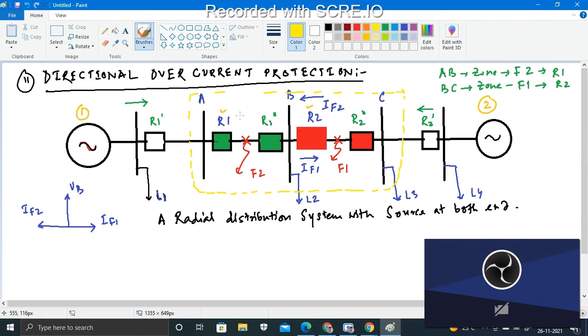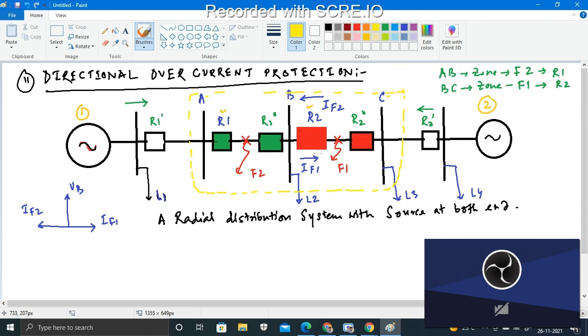So in this particular zone, that means zone A to B and zone B to C, there are two different faults that will appear, and we have a different relay located in the region AB and in the region BC. Could you get this point? In the region AB we have two relays connected, and in the region BC we have another two relays connected. Okay, so between these two relays we have a fault.